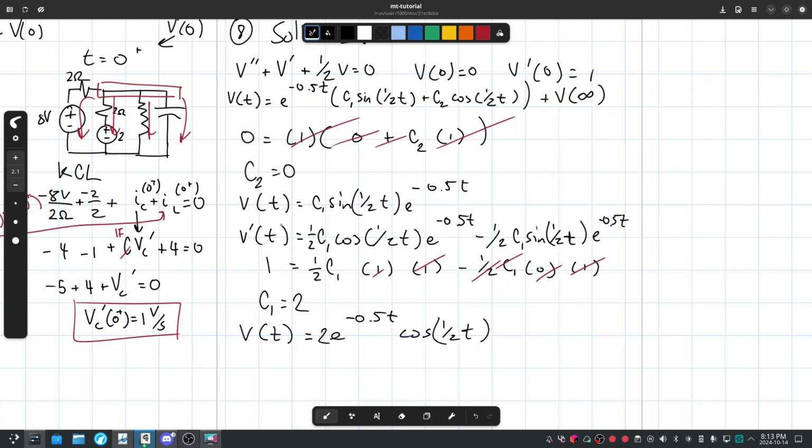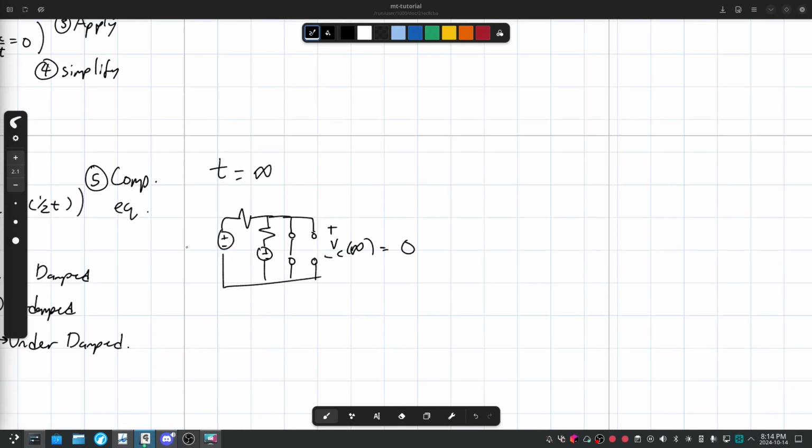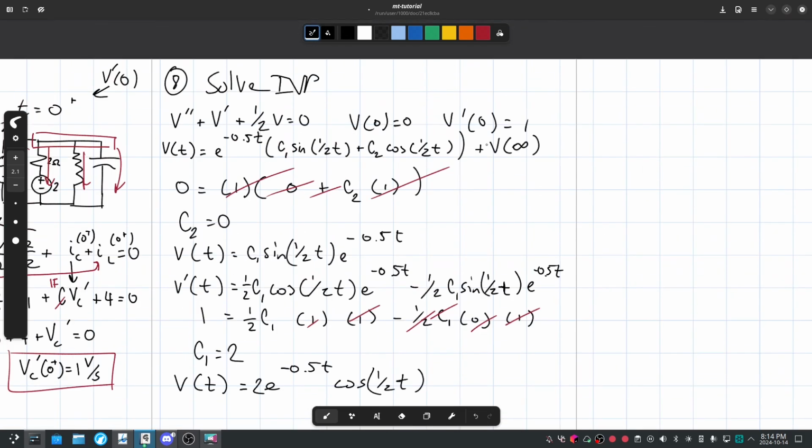Now if you do not have any sources in your diagram after t equals 0, then you can just automatically assume that your steady state is 0. But if there are voltage sources, I would recommend you find the steady state. So it's step 7, find steady state as t approaches infinity. And likewise, it's 0. There you go.